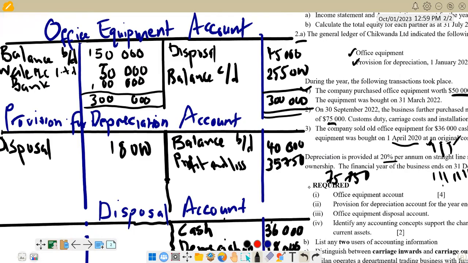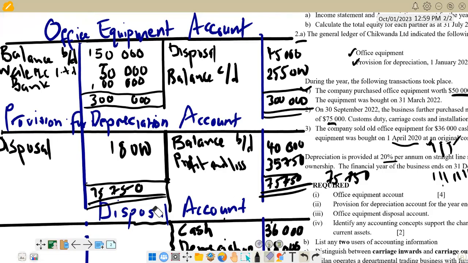On the debit, we've got 18,000. So 75,750 is the greater one, so we make our double lines here. Right. So 75,750 goes in between the double lines. Then after having done this, now we make a subtraction.